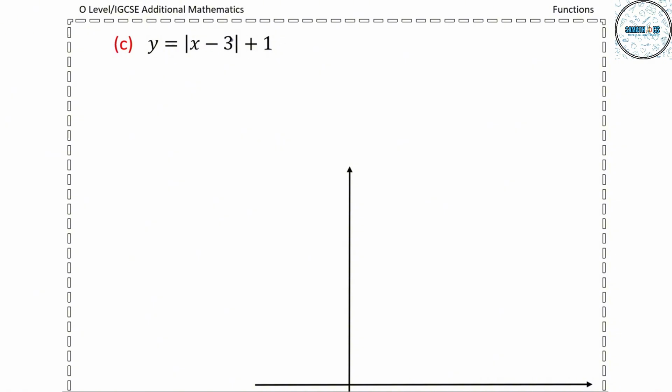For the vertex, we equate the part of the equation which is in the absolute sign. So x minus 3 is equal to 0, so x is equal to 3. And when we substitute this x value over here, 3 minus 3 will be 0 and we will be left with 1, which is the value of y. Now the vertex is 3 comma 1.